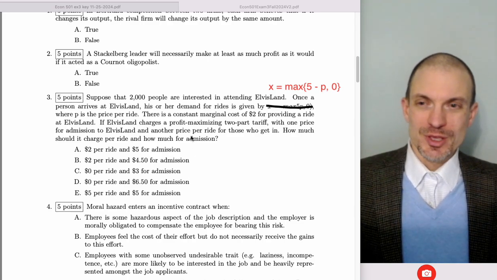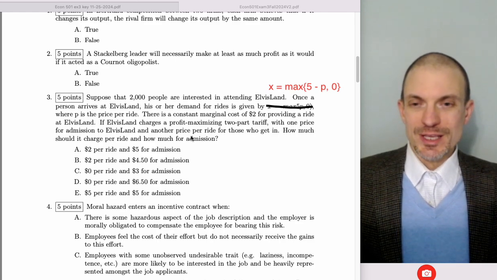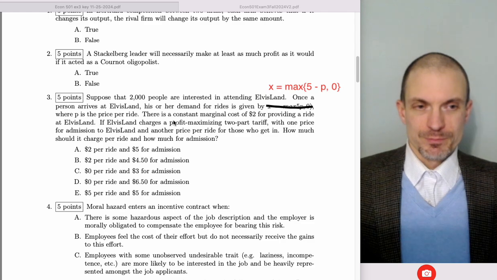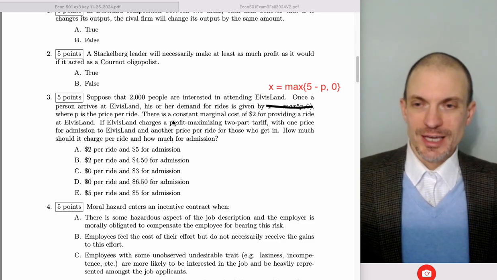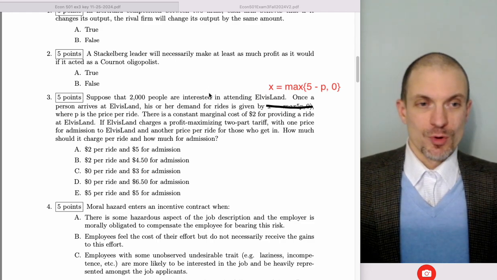So this video is going to be a walkthrough of what could be the third exam in an intermediate microeconomics course. The coverage is bundling, two-part tariff, oligopoly, including Stackelberg and Cournot, limit pricing, adverse selection, and moral hazard.